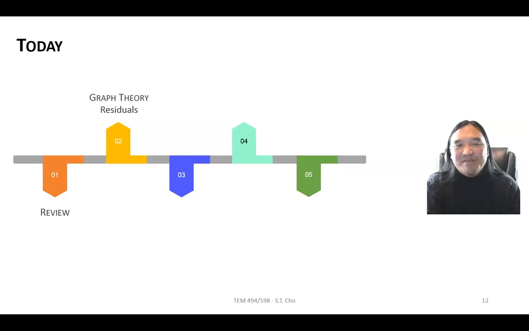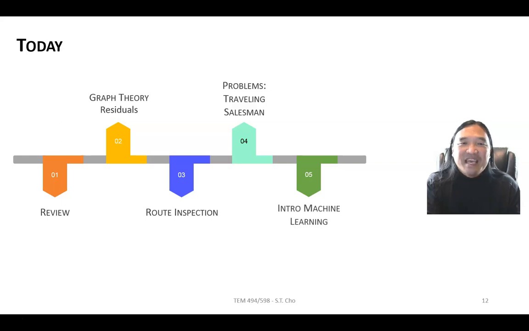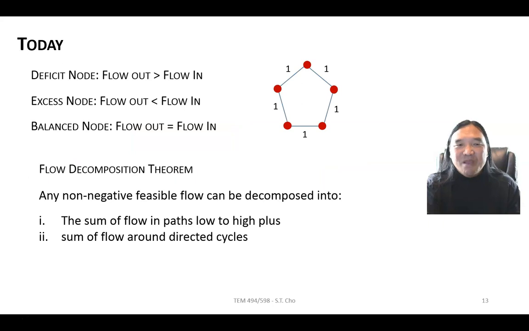So today we're going to talk about graph theory, we're going to talk about route inspection, and we're going to talk about the traveling salesman problem, because that's very common in terms of making data decisions. And in the next lecture, we'll start getting into machine learning.